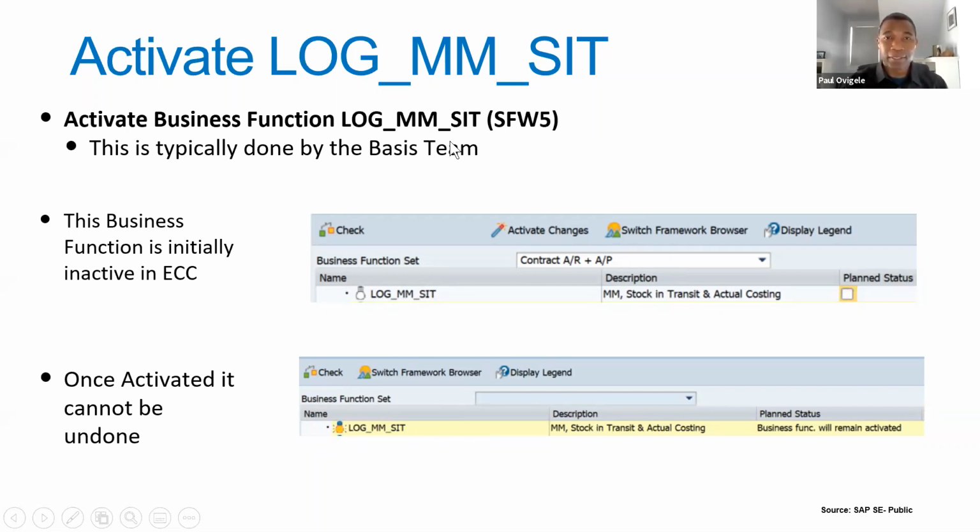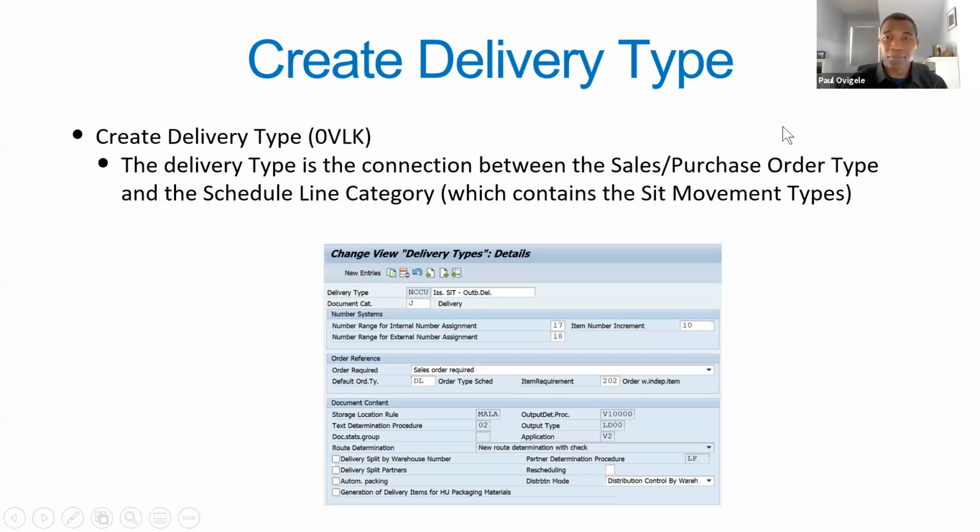Then you create a delivery type. Now, the delivery type is a connection between the sales or purchase order type and the schedule line item category, right? So the schedule line item category is what holds those movement types. The delivery type is what is connected to these schedule line categories, right?